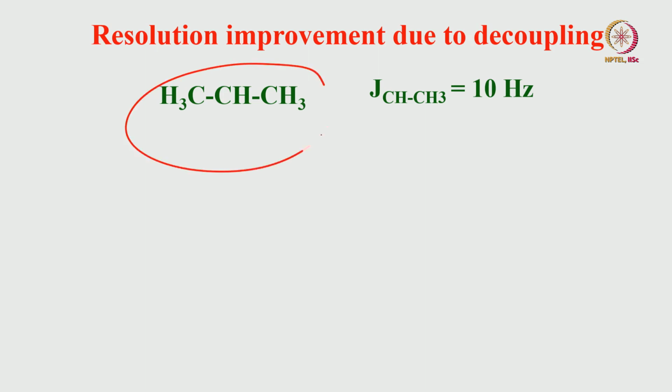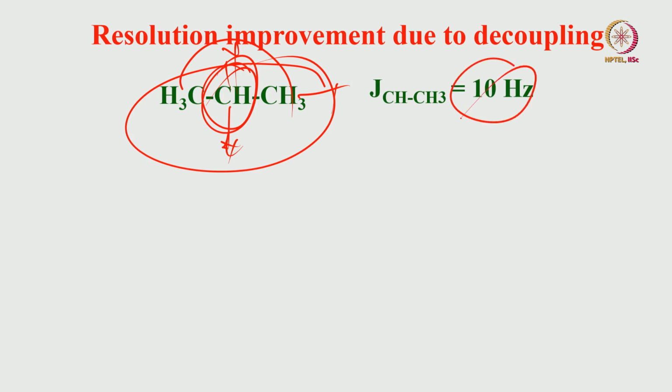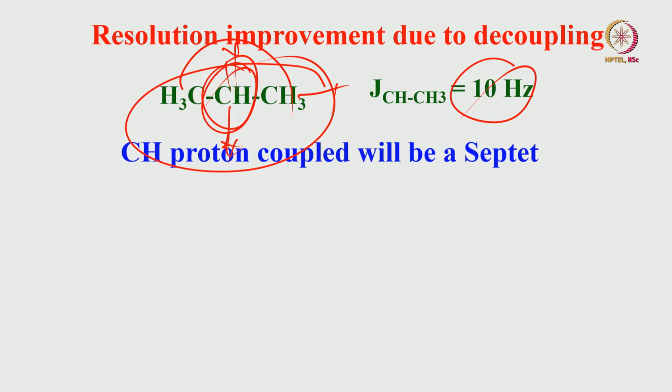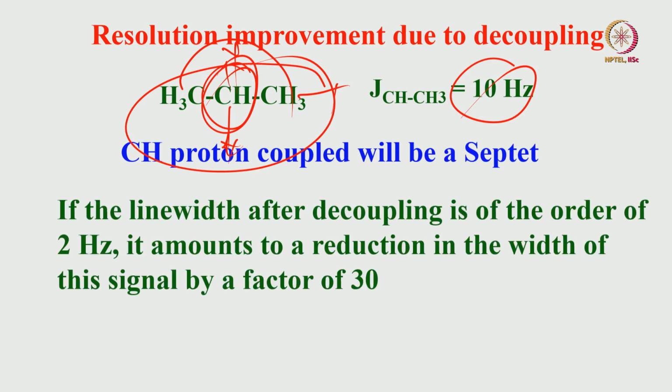Consider a molecule like this. I look at the proton, don't worry about symmetry and everything; I assume there is no symmetry. This CH proton is coupled to two CH3 groups of equal strength, let us say 10 hertz, then it is going to be a septet. A septet is a 7-line pattern. Each line is separated by 10 hertz. So from one end of the multiplet to the other end, it is going to be 70 hertz. Assume that I do the decoupling, and after decoupling, the natural line width is 2 hertz.